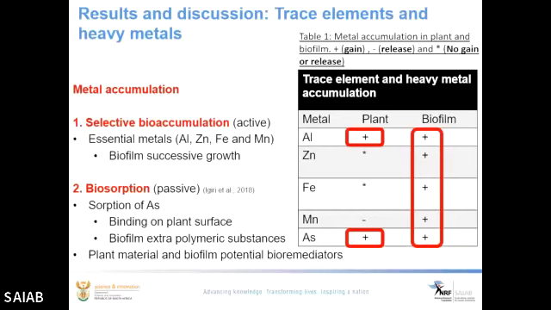Another process could have been bioabsorption, which is a more passive way of accumulating metals, where metals such as arsenic, which is a toxic metal, could have been absorbed by the plant through binding on the plant's surface, or by the biofilm on the biofilm's extracellular polymeric substance. This could indicate that the plant material and the biofilm growing on it could be potential bioremediators of arsenic.